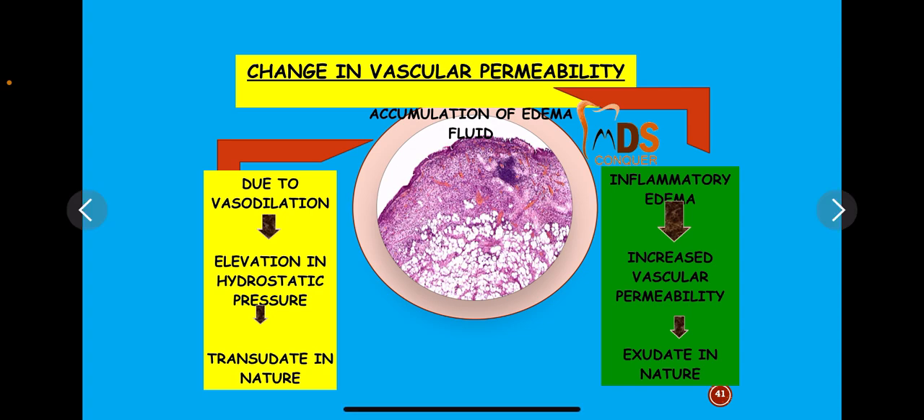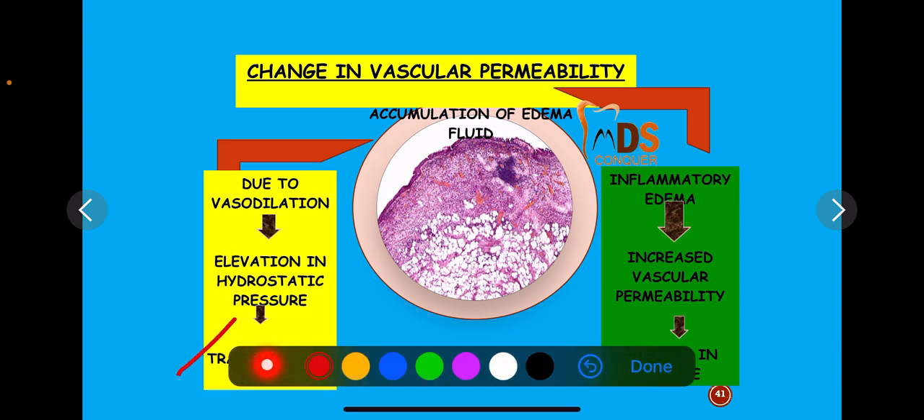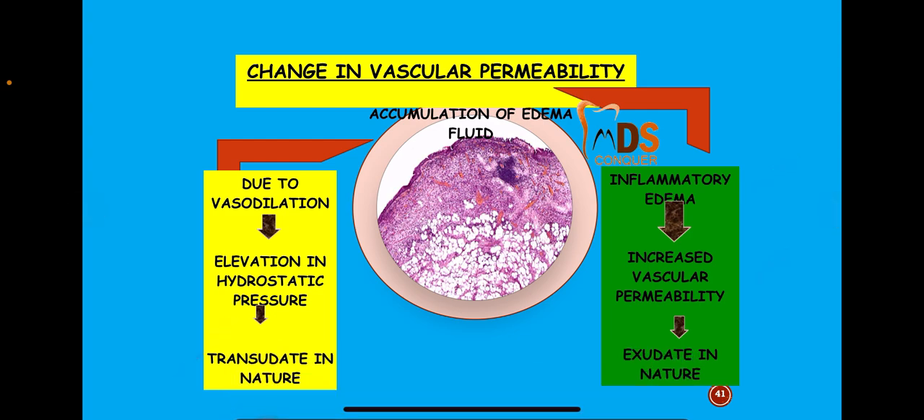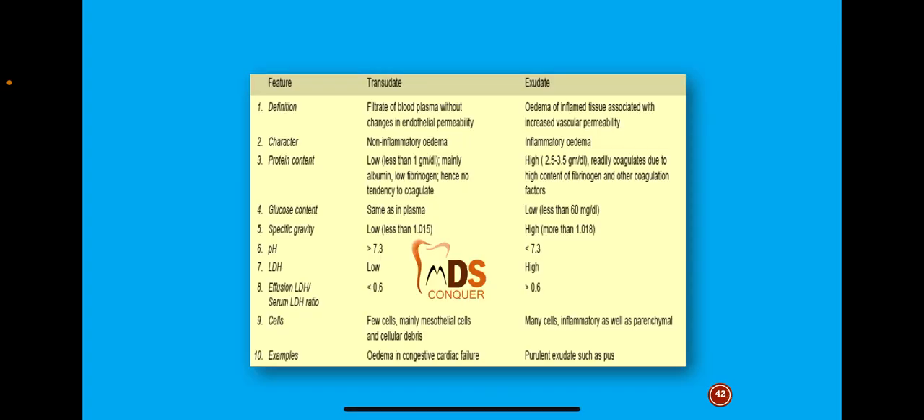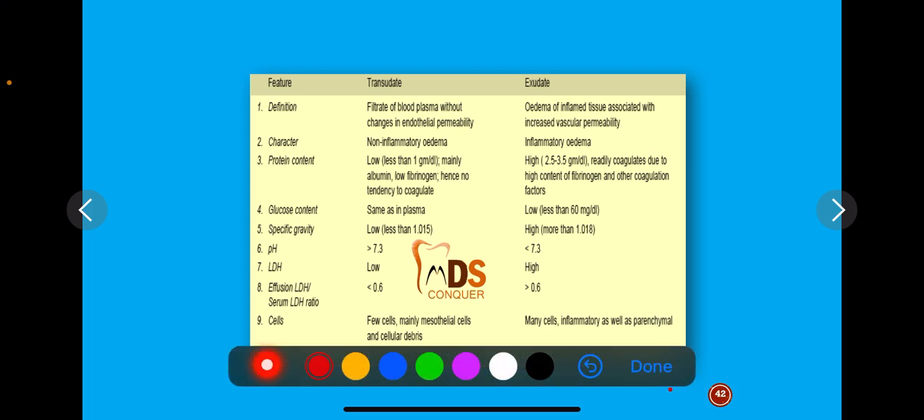So due to vasodilatation there is elevation in the hydrostatic pressure, and that is transudate in nature. And inflammatory edema, increased vascular permeability, so that is exudate in nature. So if it's increased hydrostatic pressure, then transudate. If it is increased vascular permeability, then exudate. So what are the differences between transudate and exudate? Again quite important as a true or false statement.